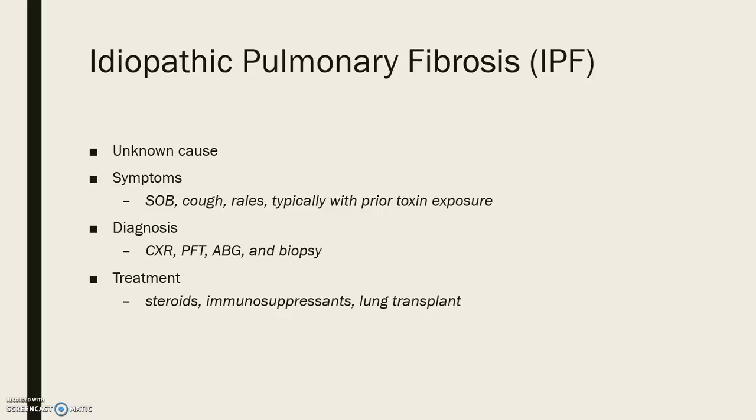Diagnosis is made with chest x-rays. In acute phases, you can actually see ground glass opacities. Pulmonary function test results may be normal in mild disease or show a restrictive pattern. Similar to sarcoidosis, an ABG may demonstrate hypoxia and CO2 retention as the disease progresses. Prior to treatment, other causes must be ruled out.